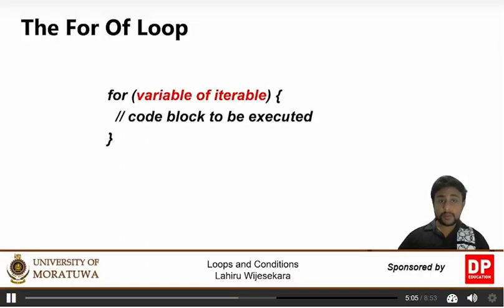The next loop is the for of loop. The JavaScript for of statement loops through the values of an iterable object. It lets you loop over iterable data structures such as arrays, strings, maps, node lists, and many more.